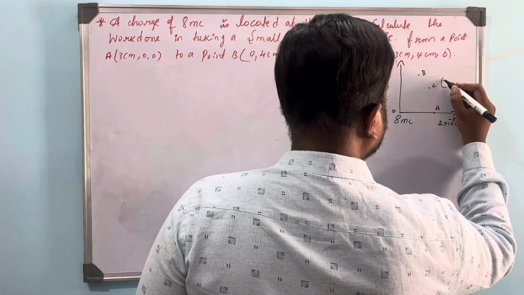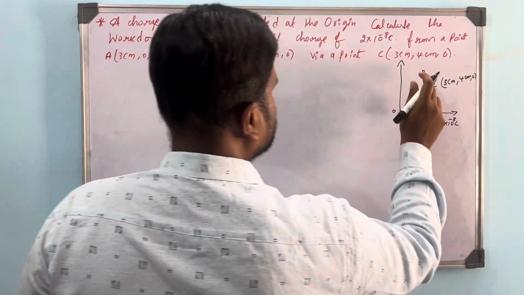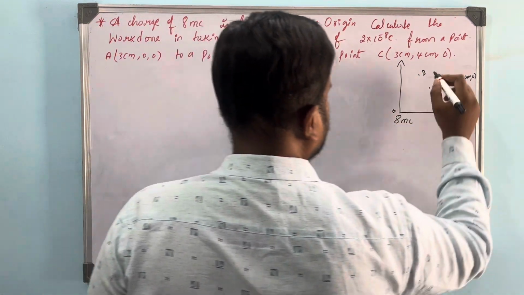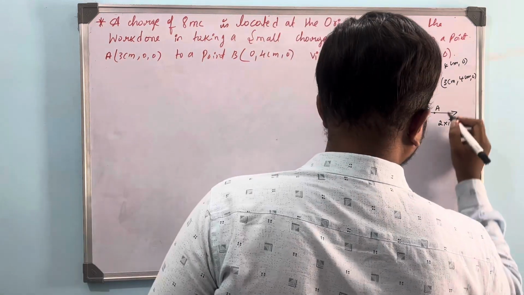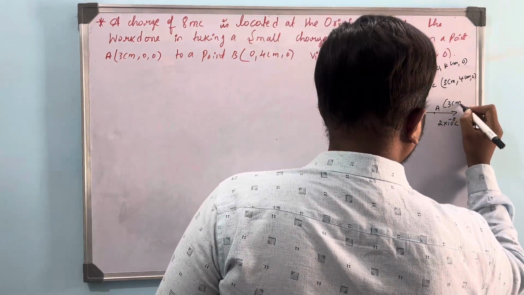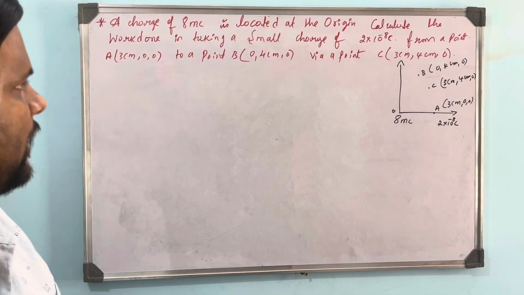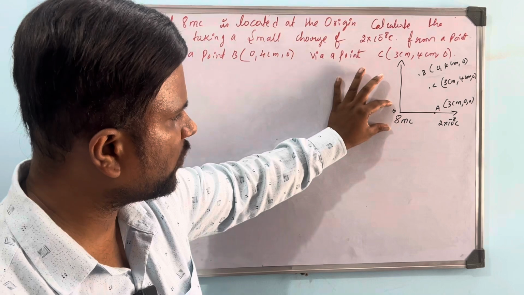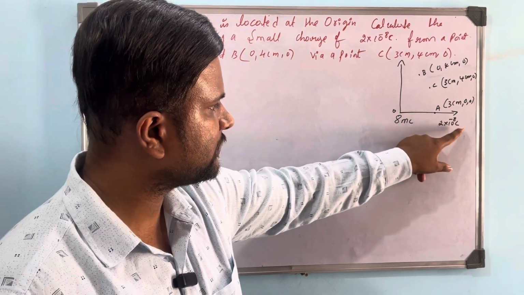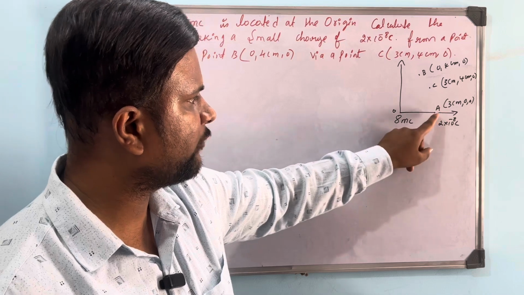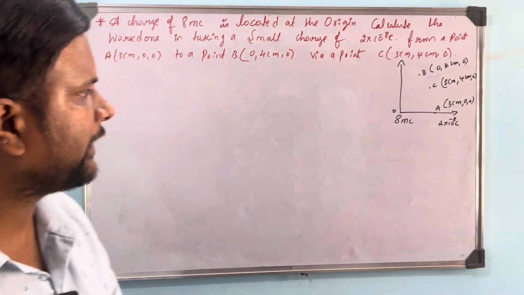This point C value is (3 centimeter, 4 centimeter, 0). Similarly, point B value is (0, 4 centimeter, 0), and point A value is (3 centimeter, 0, 0). Okay, so this is the required given data. A charge of 8 microcoulomb is located at the origin and a small charge of 2 into 10 power minus 8 coulomb is moving from the point A to the point B via point C.